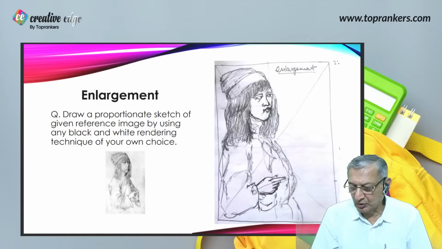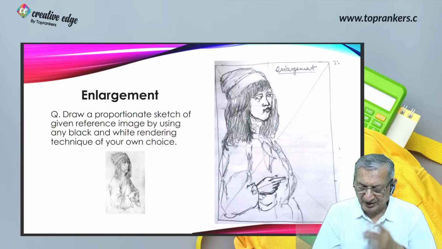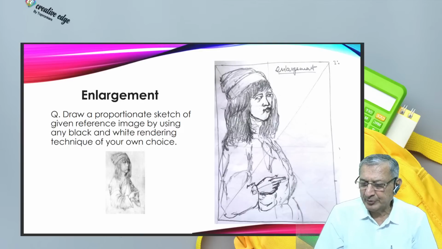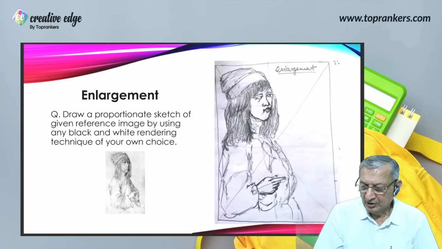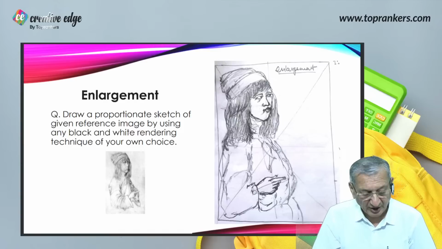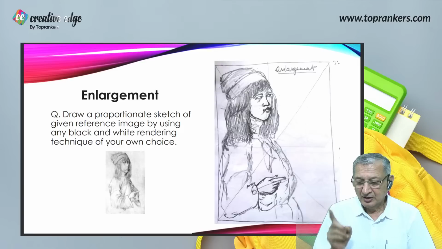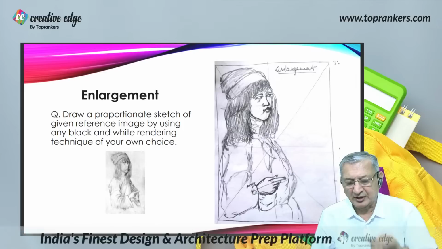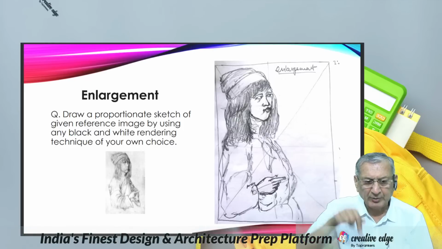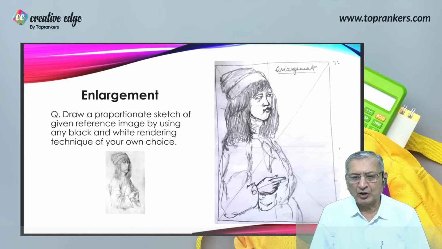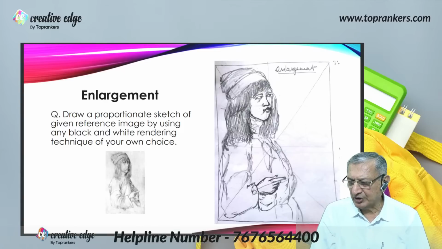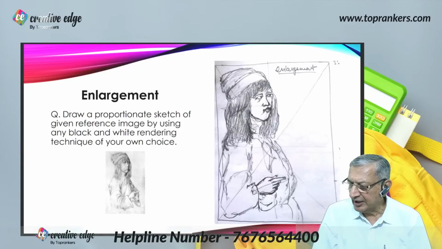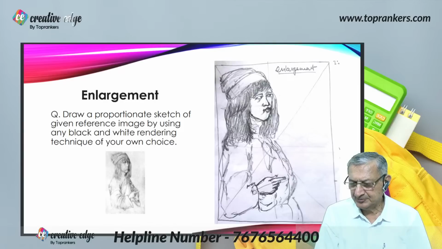Enlargement has also been one of the regular features. I have actually taken this picture from a previous year's question paper. Draw a proportionate sketch of the given reference image by using any black and white rendering technique of your own choice. Now remember, friends, here is a catch. You get the image on the screen and you have to draw it on your paper. How would you go about it? How will you take the proportion? Although I have taken a kind of graph here.